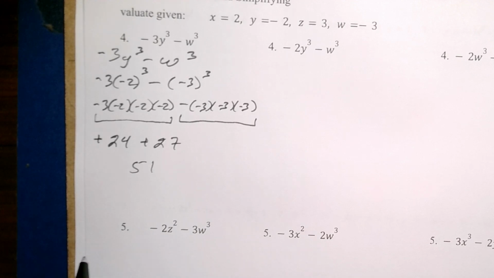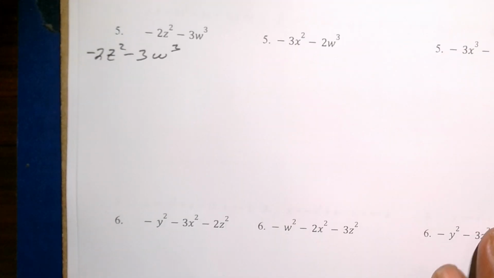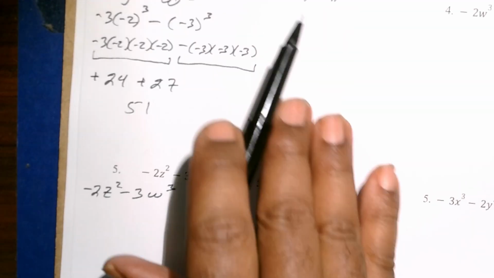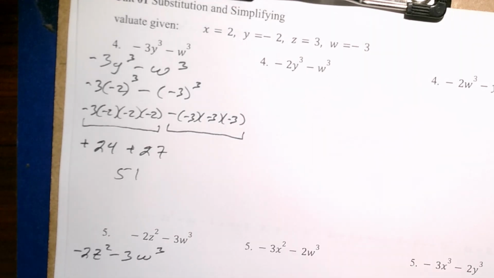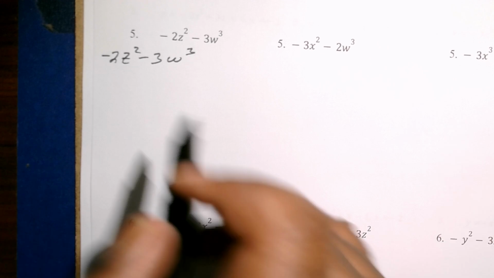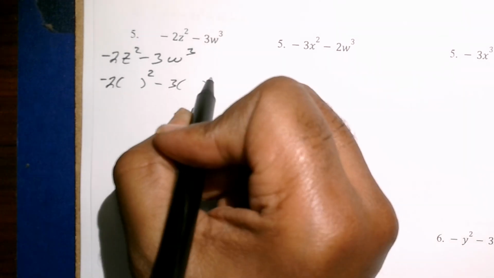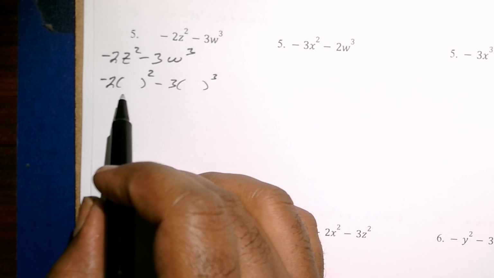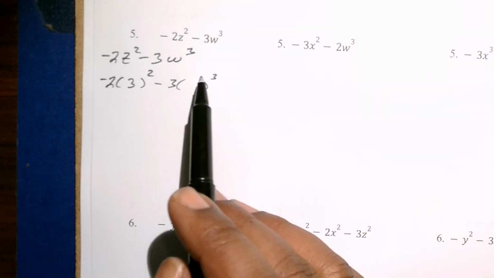Okay, next we have negative 2z squared minus 3w cubed. For the z, we're going to replace that with a 3, and the w is going to be a negative 3. So let's start that process. Negative 2, parentheses squared, minus 3, parentheses cubed. And again, the z will be a 3, and the w will be a negative 3.